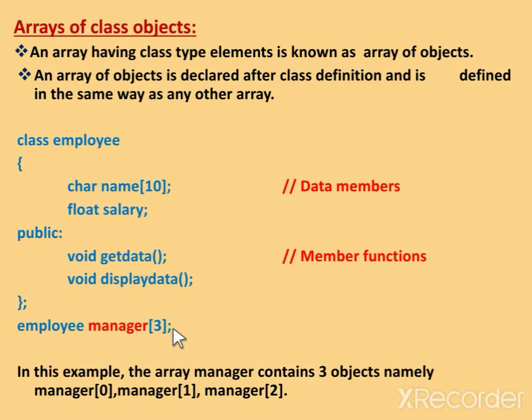The first object of manager is stored at position 0, the second at position 1, and so on. The first object contains the data members name and salary, and similarly for the other two objects. So the array manager contains name and salary information for 3 objects.